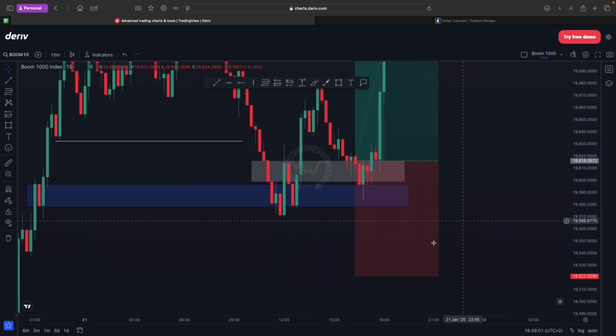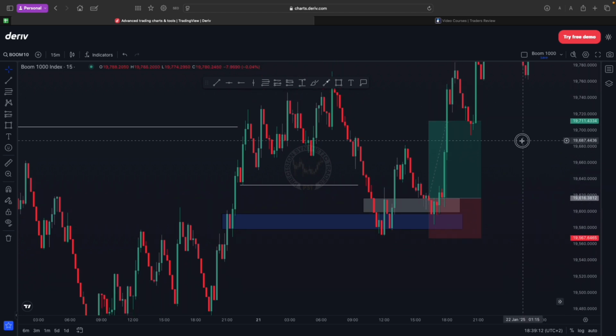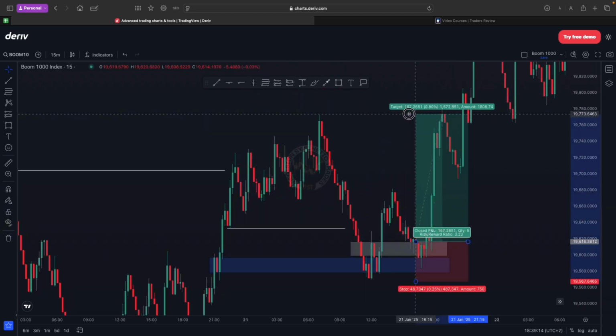You entered your trade. As the rules in the previous videos, it's always safe to put your stop loss below the most recent high or low, and then you can target your next level of liquidity that's going to be there.